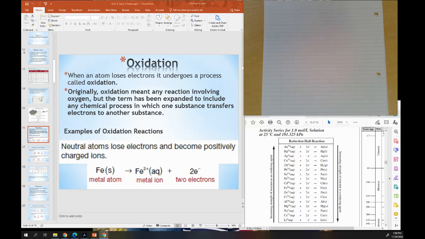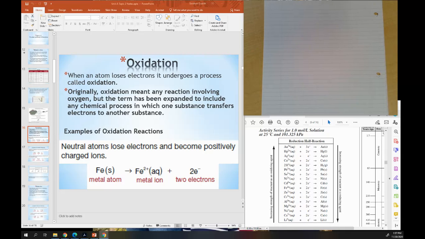So the term oxidation is used to describe when an atom loses electrons. So when something loses electrons, we call that process oxidation. Now, originally the term oxidation in chemistry was used just to talk about reactions that involved oxygen, but we've actually expanded the term to include any chemical process where one substance transfers electrons to another substance. So again, oxidation has to do with loss of electrons.